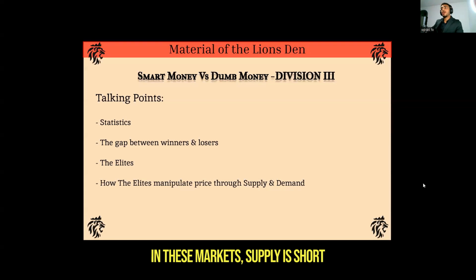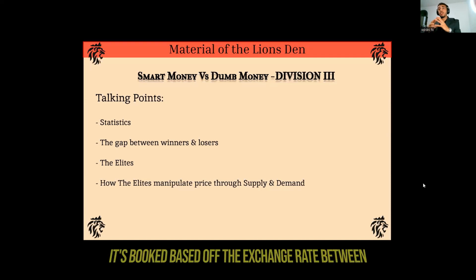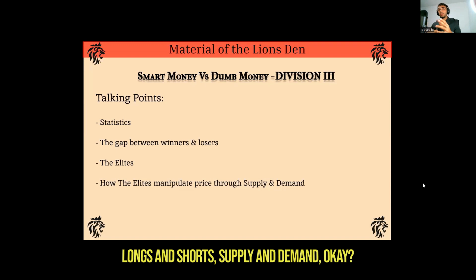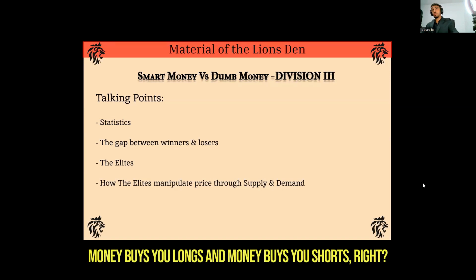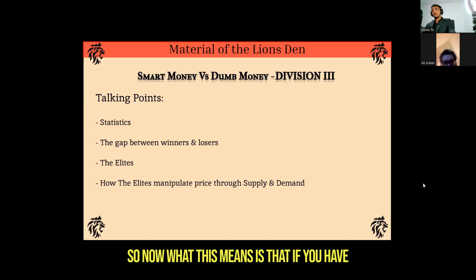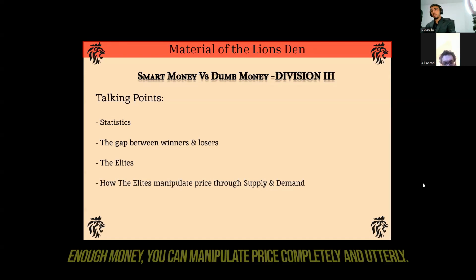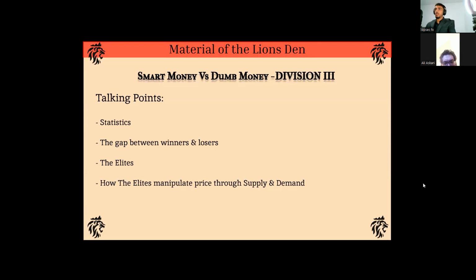In these markets, supply is short contracts and demand is long contracts. That is how price is booked. It's booked based off the exchange rate between longs and shorts, supply and demand. Now, longs and shorts in reality are money. It's simply money. Money buys you longs and money buys you shorts. So what this means is that if you have enough money, you can manipulate price completely and utterly.